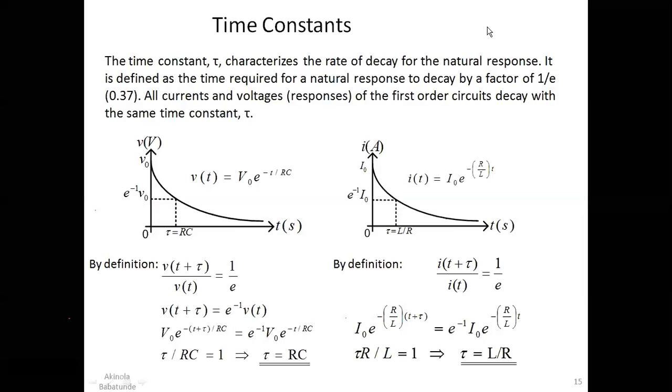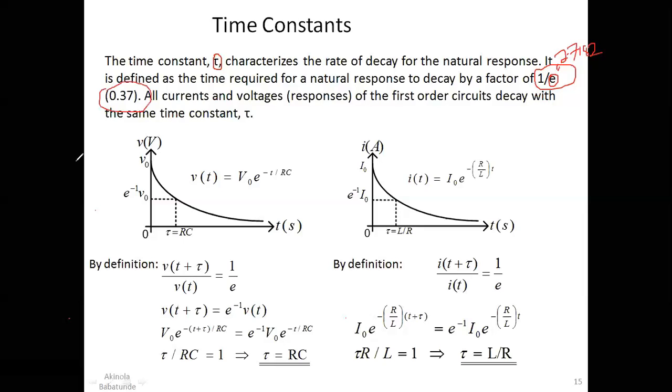Let's talk about the time constant. The time constant is usually given as tau. This symbol here is called tau. It characterizes the rate of decay for natural response. It is defined as the time required for a natural response to decay by a factor of 1 over e. By definition, e is approximately 2.718, so 1 over that will give us 0.37.